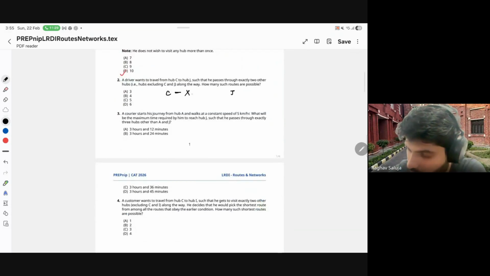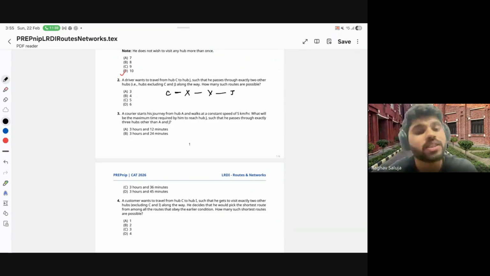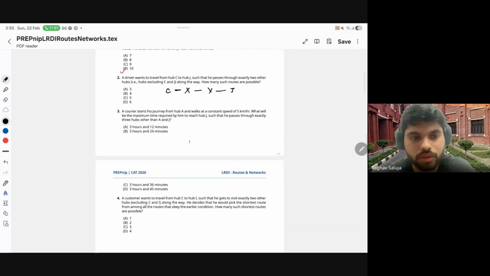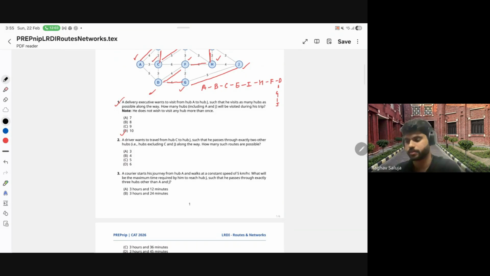This means what? X, Y. X and Y are just hypothetical hubs that I've assumed and हम X और Y में हम hubs को fit करेंगे. But this has to be the path for the rider. He'll go from C to one hub, then to another, and then directly to J. Correct? Now, the fastest or the cleanest method that actually works in CAT is count from backwards, which is start counting from J. Yes, start counting from J.